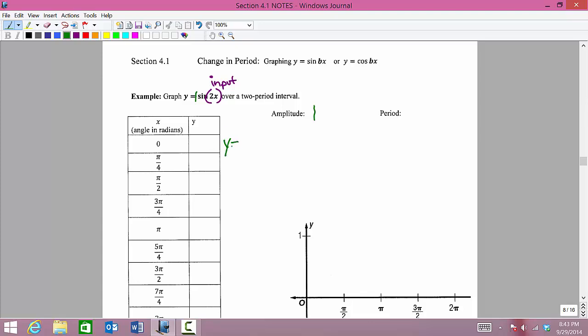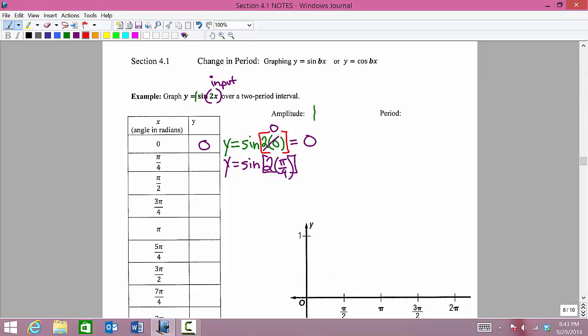So y equals sine 2 times 0. Now keep in mind that this is the input of our function. So that gives me 2 times 0 is 0. Sine of 0 is 0. Now our x value would be pi over 4. 2 times pi over 4.